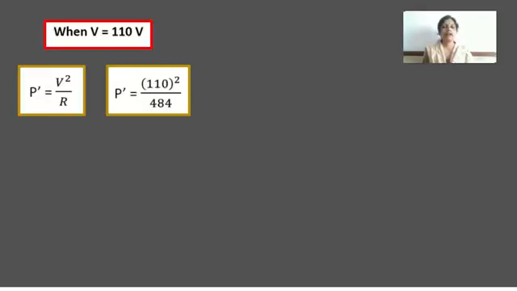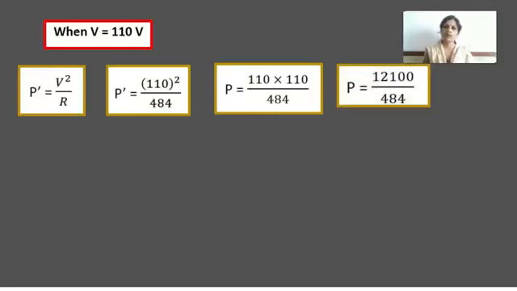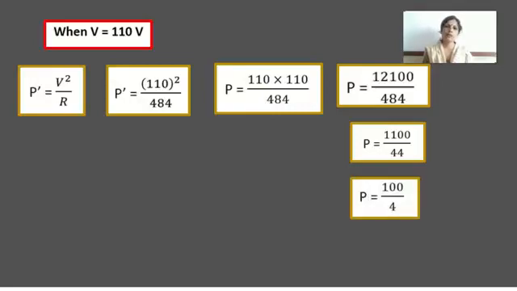So 110 into 110 upon 484, 12100 upon 484. You can cancel this by 11. 11 4s are 44, and you can cancel the numerator also by 11. After doing so, we'll get 1100 upon 44. Then again reduce it to lower terms, you get 100 upon 4, and 100 upon 4 is 25 watt.